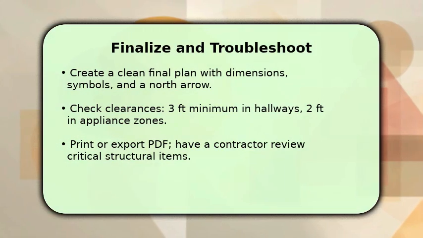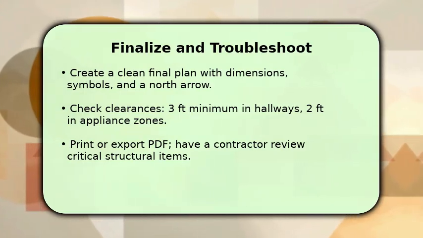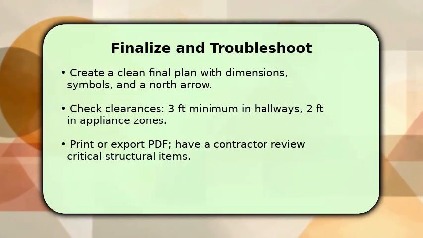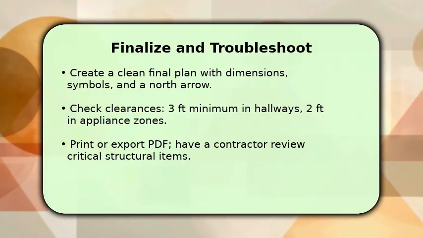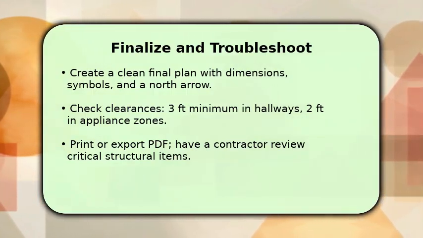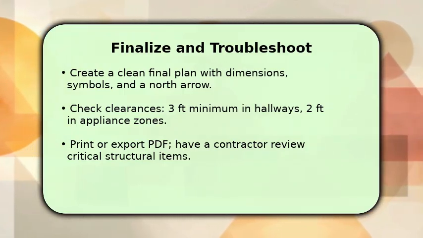You finish by producing a tidy final plan. Add precise dimensions, standardize symbols, labels, and a north arrow so others can read it. Once complete, verify clearances. Aim for about 3 feet in hallways and 2 feet around appliances, because tight gaps cause usability issues. Export a PDF or print for review and get a contractor to inspect structural or mechanical constraints.